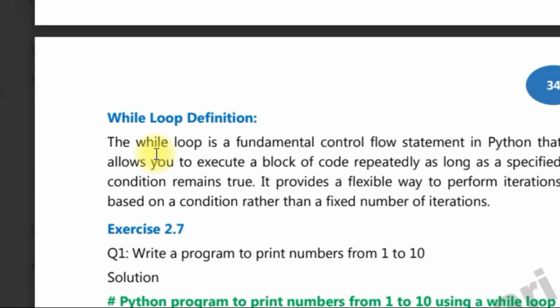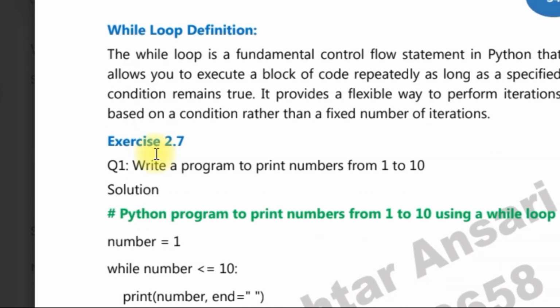Now let's talk about the while loop definition. So basically the while loop is a precondition loop which is used to test the condition at the beginning of it. So basically it is a precondition testing loop. So let's see how it works.